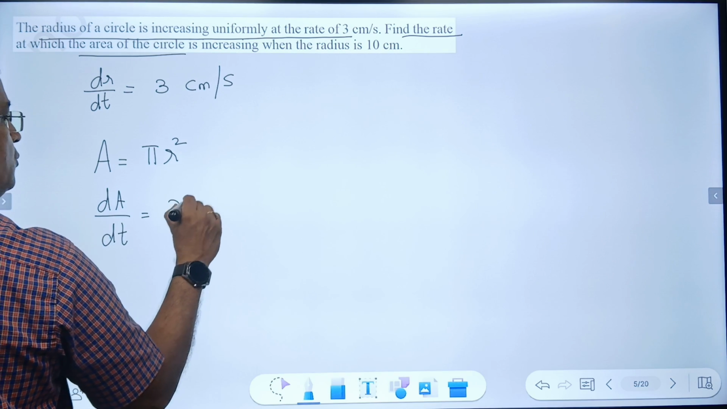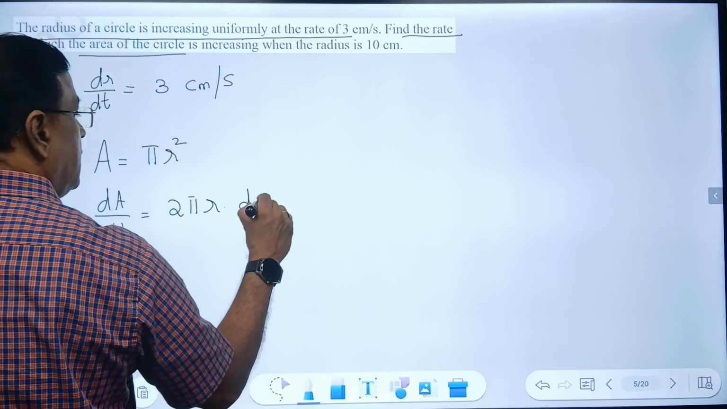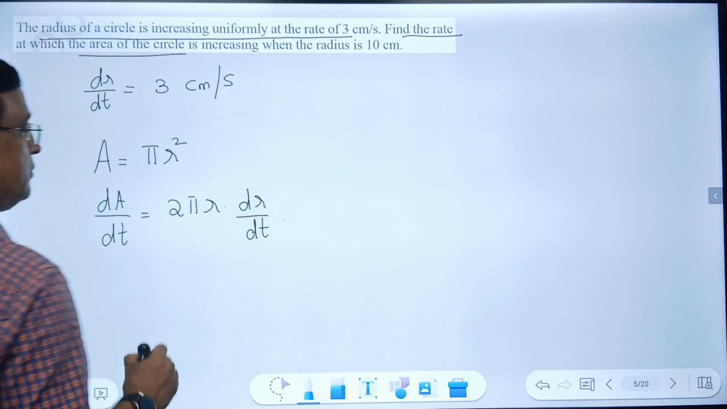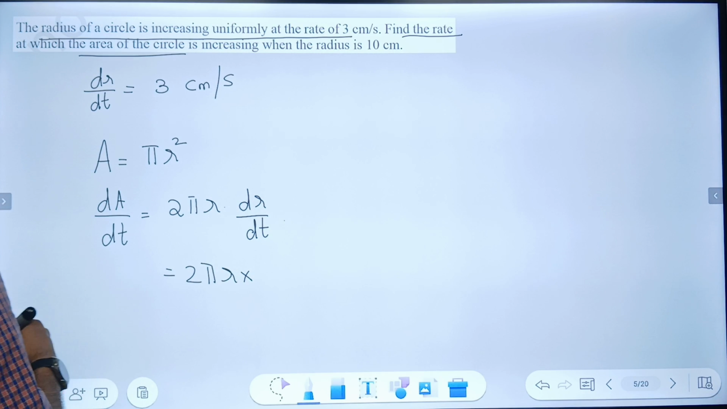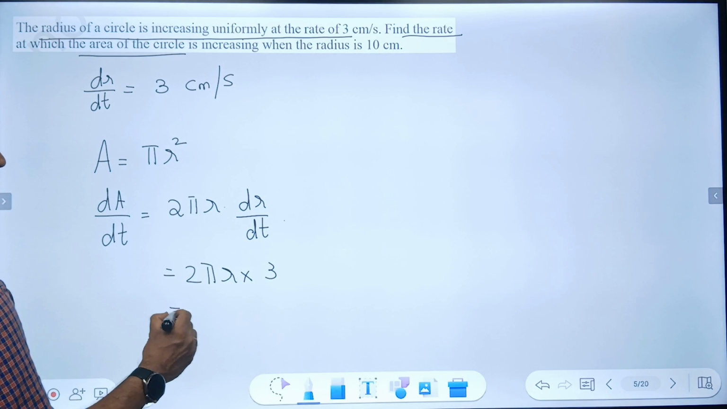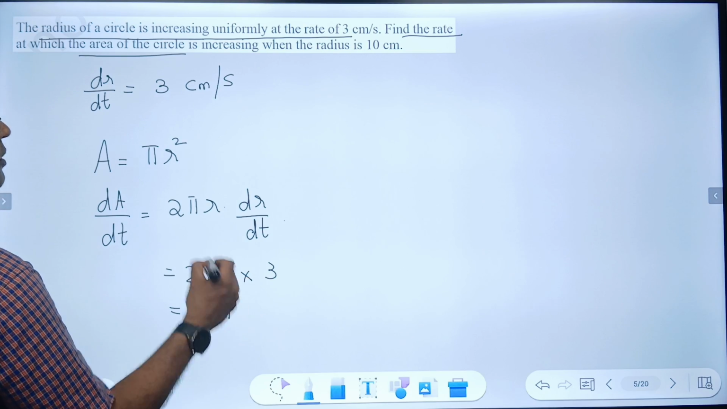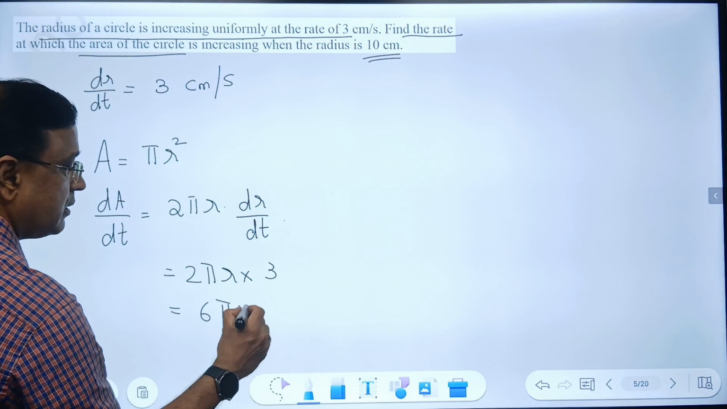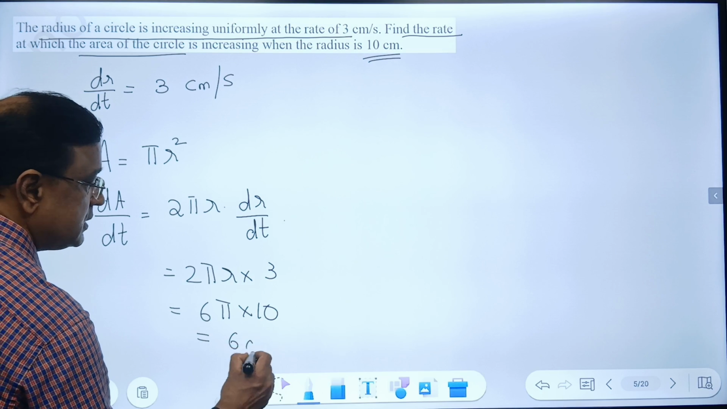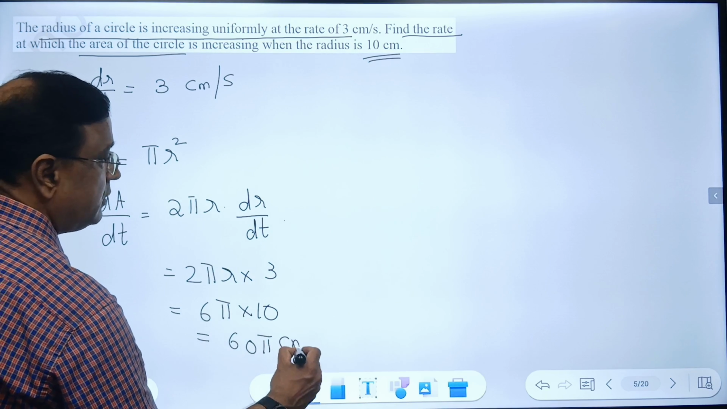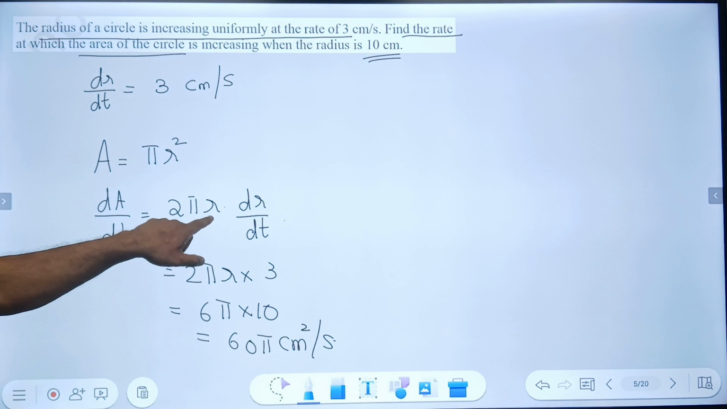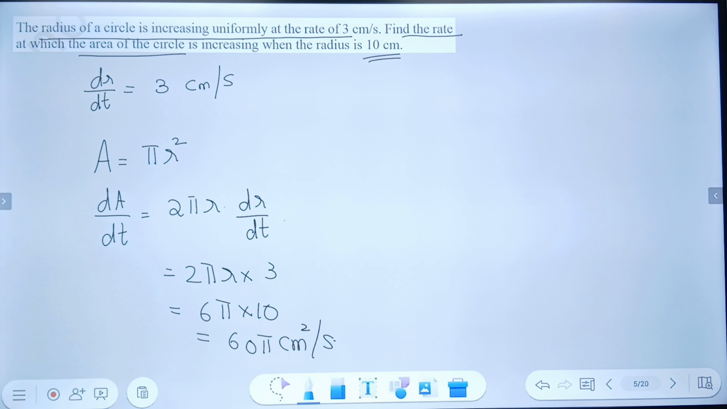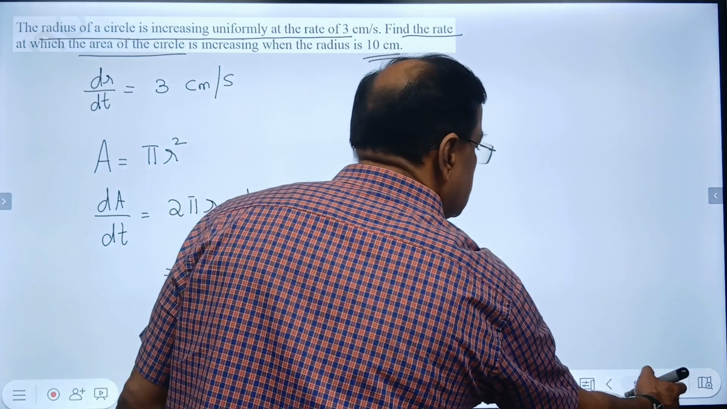dA by dt is 2 pi r into dr by dt. So this is 2 pi r. Now what is dr by dt? dr by dt is given as 3. So it will be 6 pi r. Now what is radius? Radius is given as 10. So the answer is 60 pi centimeter square per second. 2 pi r is 10, dr by dt is 3. So when you calculate, you get 60 pi centimeter square per second. Simple, isn't it?